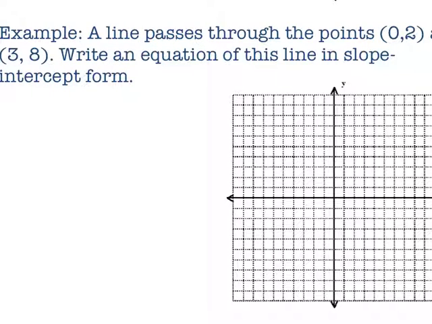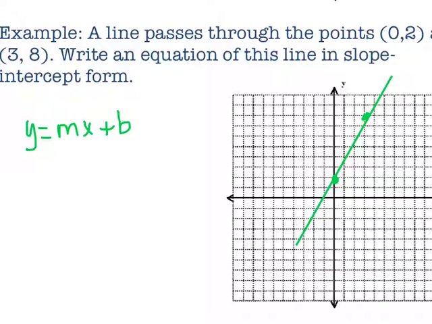So the very first thing I need to do is plot those 2 points. So here's (0, 2), and 1, 2, 3, 1, 2, 3, 4, 5, 6, 7, 8. And let me make a line. All right, so what we talked about was now we know that slope-intercept form looks like this. y equals mx plus b.